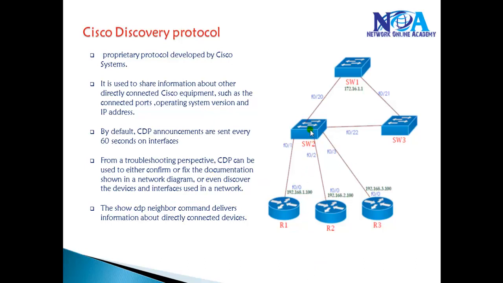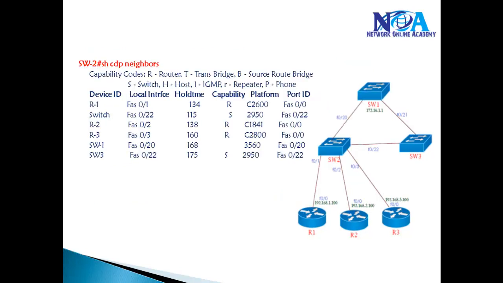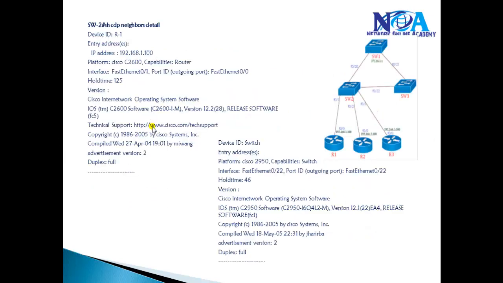Like on switch 2, we can see the information of switch 1, router 2, and router 3, because they are directly connected interfaces. It's mostly used in troubleshooting, and it provides device information, local interface, hold time, capability, platform, and the local port and remote port. All that information can be verified by using some of the CDP commands.